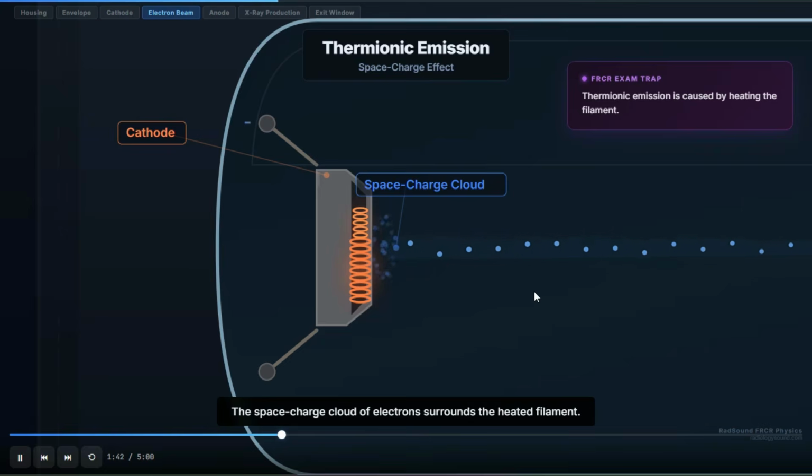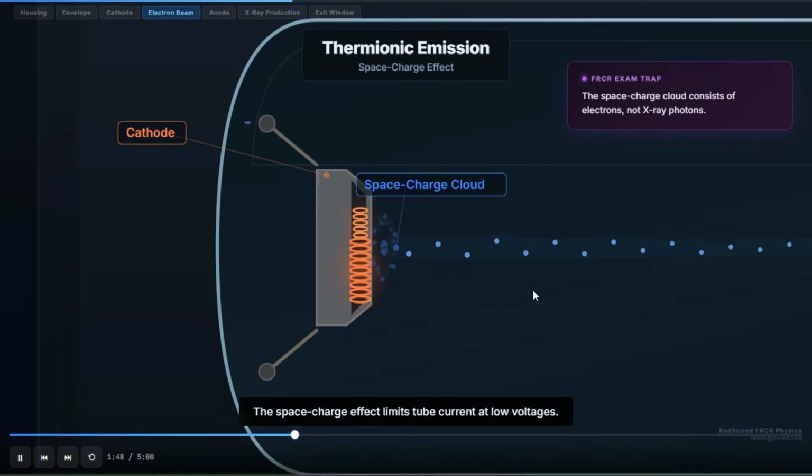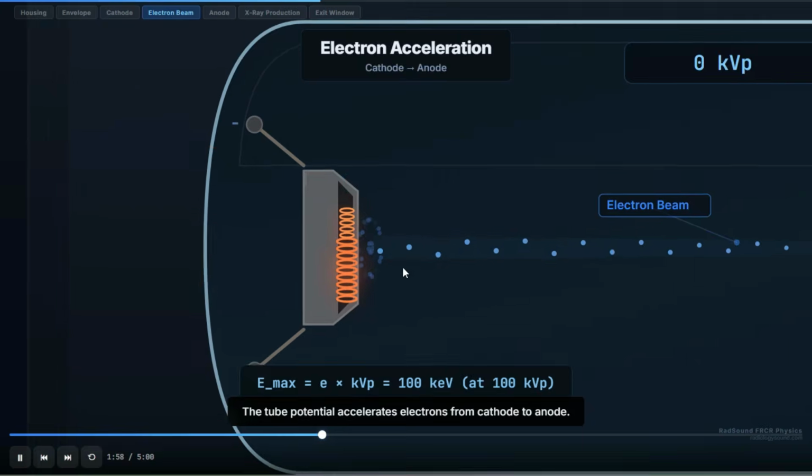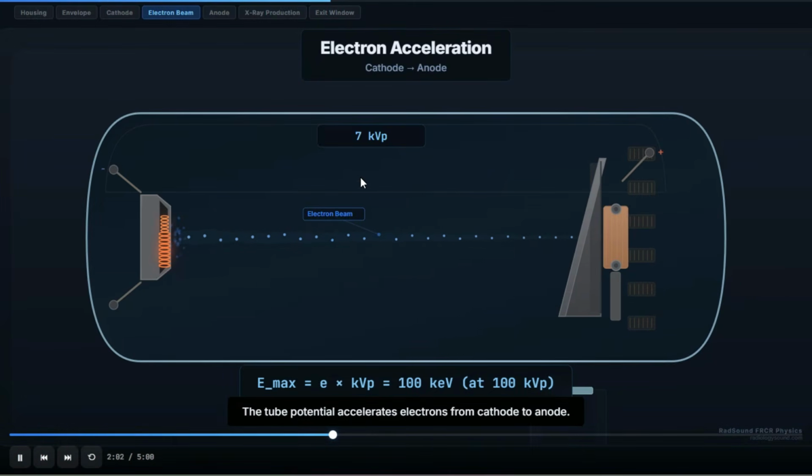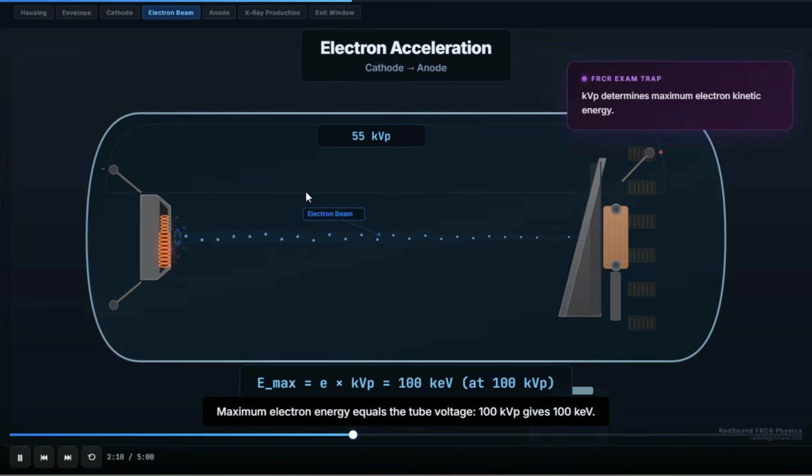After that, we apply a high voltage across the tube. So the cathode is negative and the anode is positive. The tube potential accelerates electrons across the vacuum toward the anode. So now we've got everything: electrons, space charge, and the tube voltage. This means the maximum kinetic energy of each electron equals the tube voltage applied.